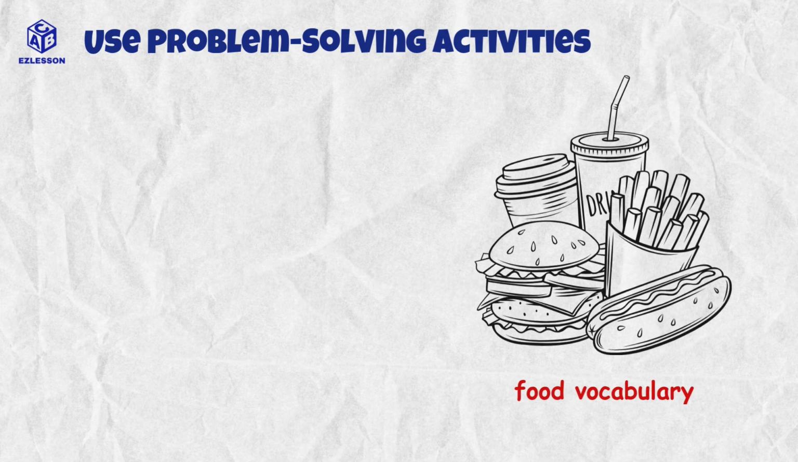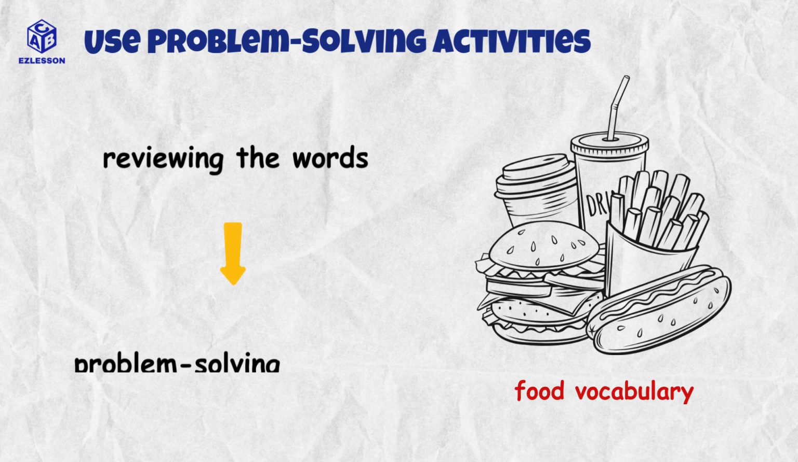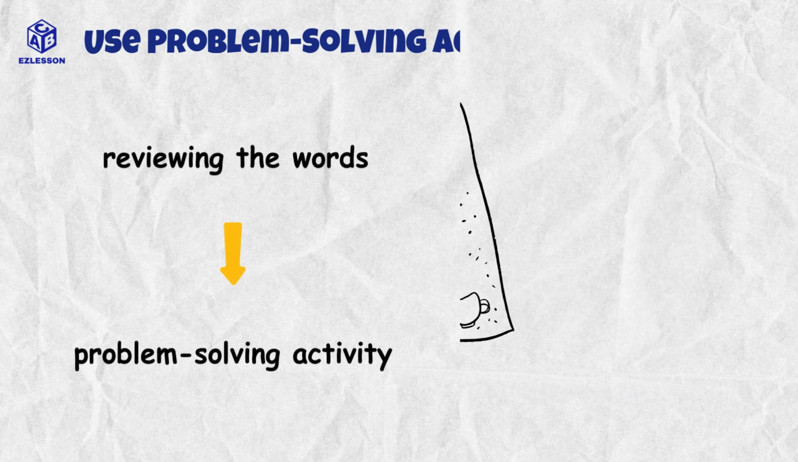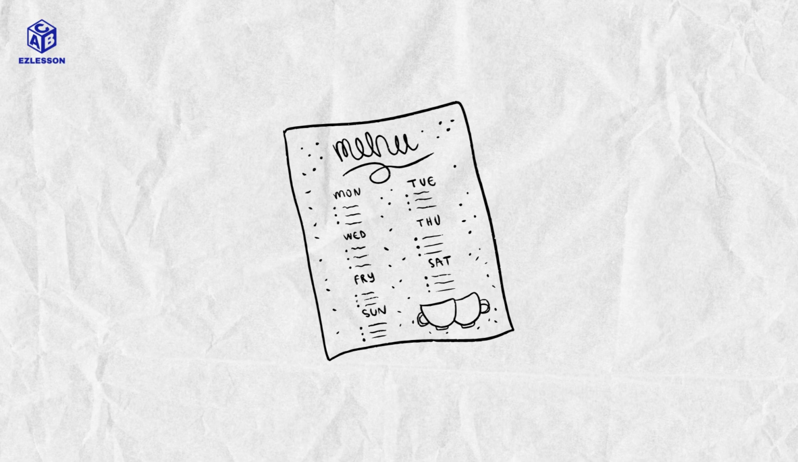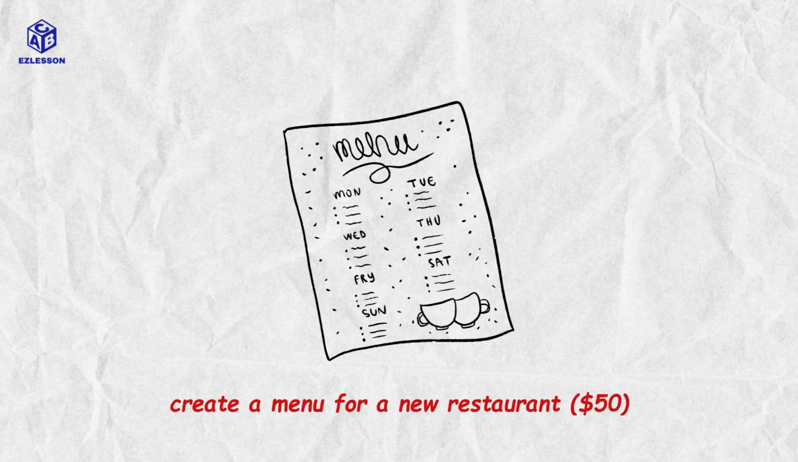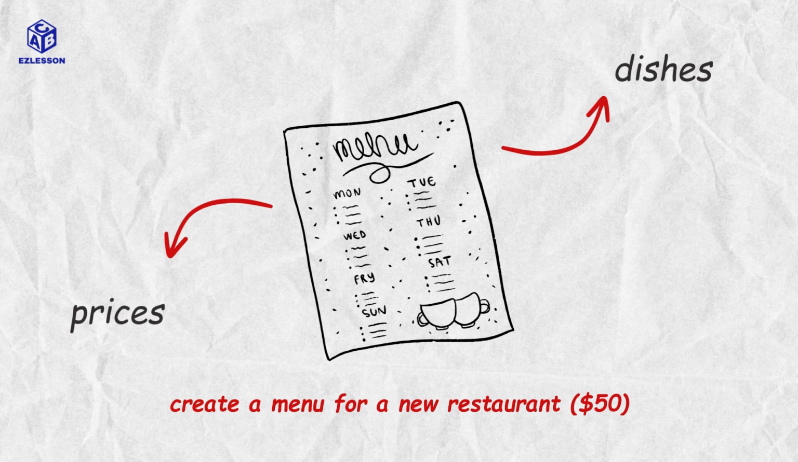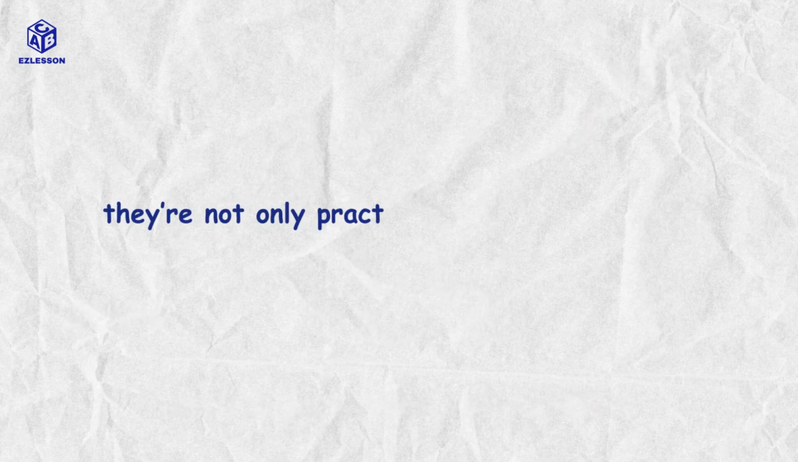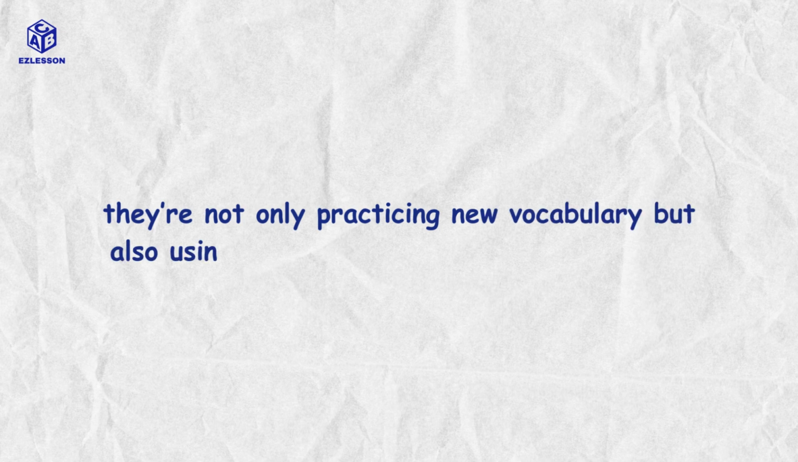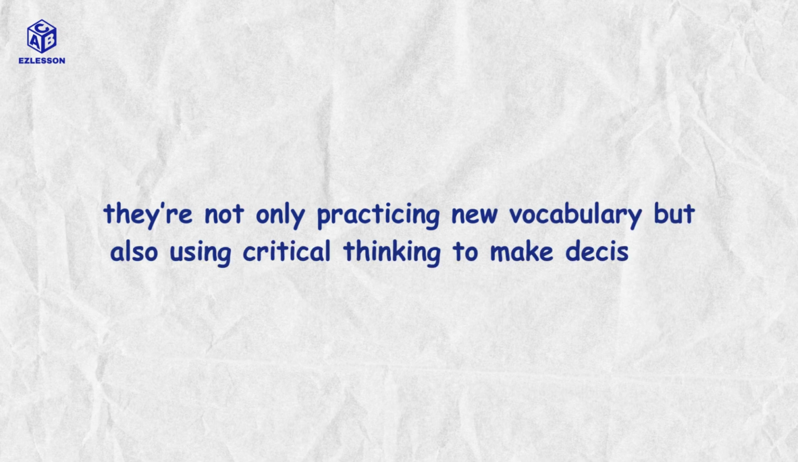Here's an example to make it clear. Let's say you've just taught your students food vocabulary. Now, instead of simply reviewing the words, why not turn it into a problem-solving activity? Give your students a scenario where they need to create a menu for a new restaurant with a limited budget. Let's say $50. They have to choose dishes, prices, and keep in mind dietary restrictions like vegetarian options. Now they're not only practicing their new vocabulary, but also using critical thinking to plan and make decisions.